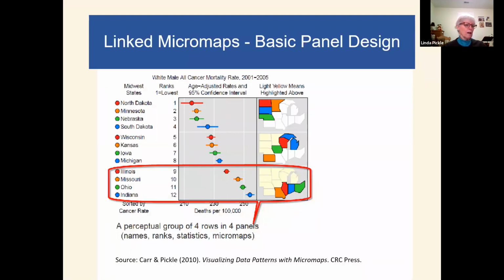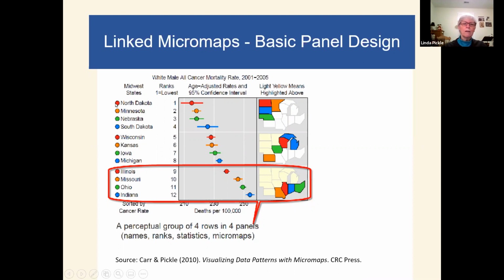So here's a basic layout, a simple layout to illustrate the design. We have columns that include the area name, ranks, age-adjusted rates, or some graphic here, and a column of maps. The rows represent the geographic areas, in this case states, and the colors link the columns across in one row.